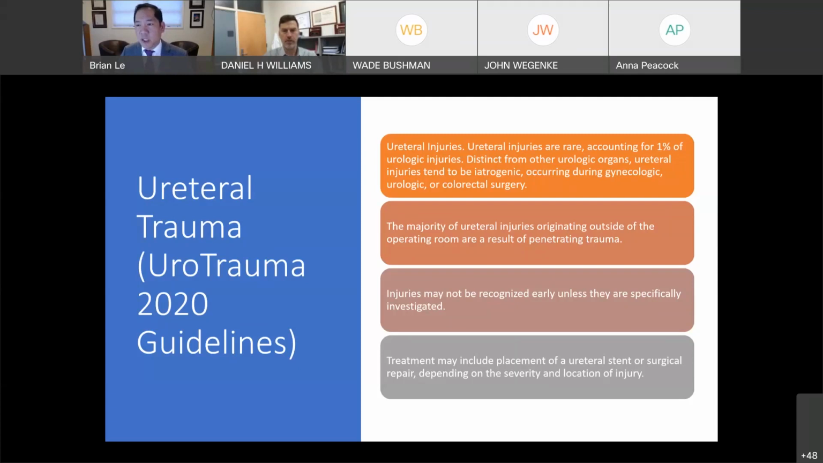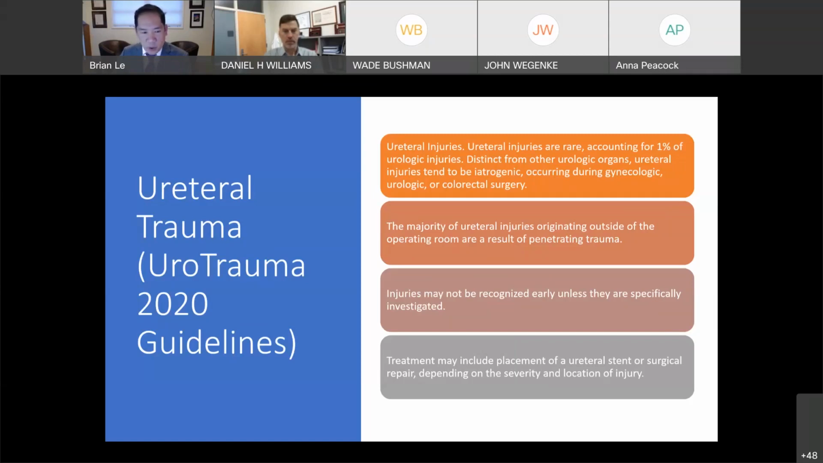Because of its location, we talked about other surgeries and iatrogenic injury. Also, it's often a source of penetrating trauma as being the source. Injuries may not be recognized early unless they're specifically investigated. So a big part of it is having your index of suspicion quite high, and that's going to be based on the mechanism of injury, the history, etc.